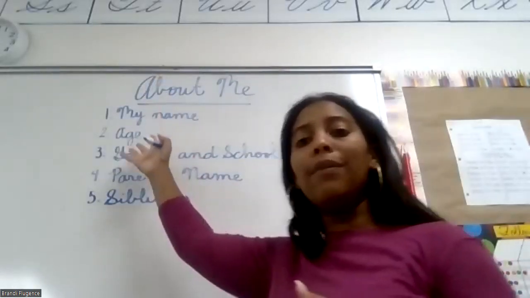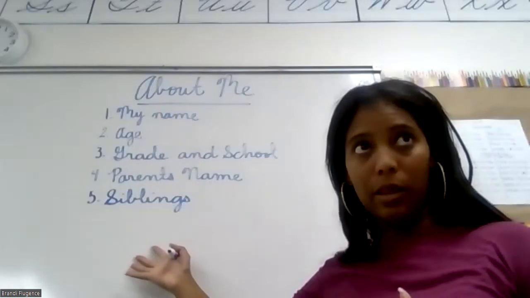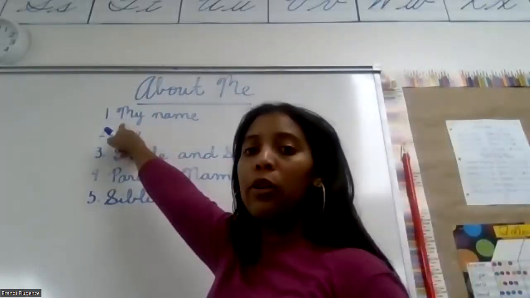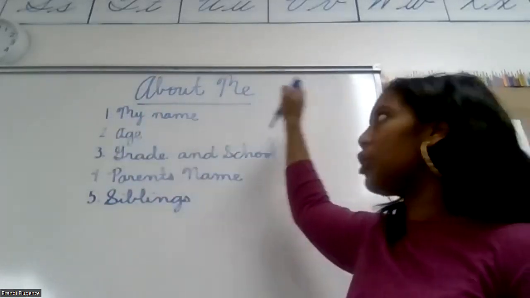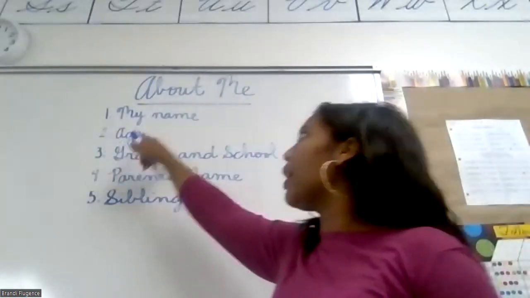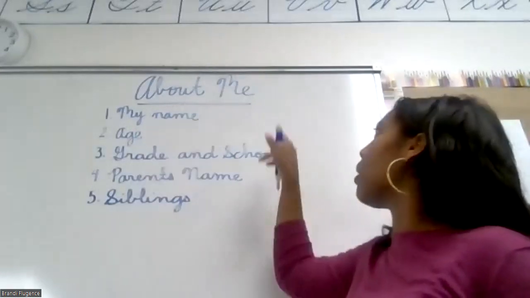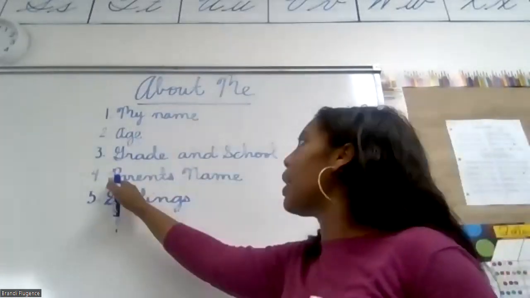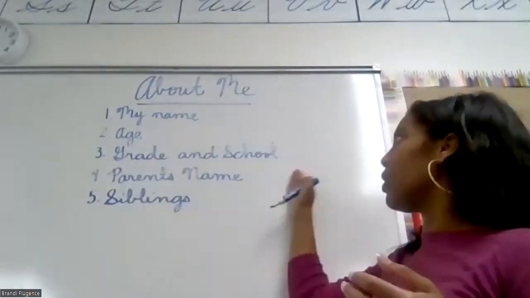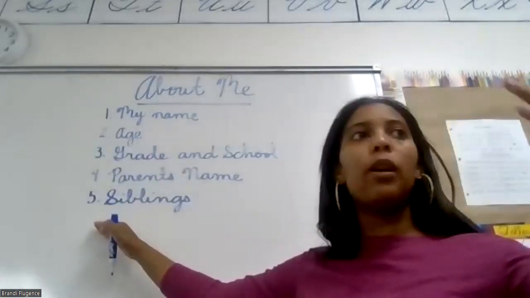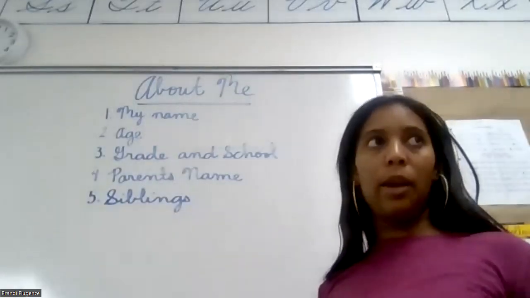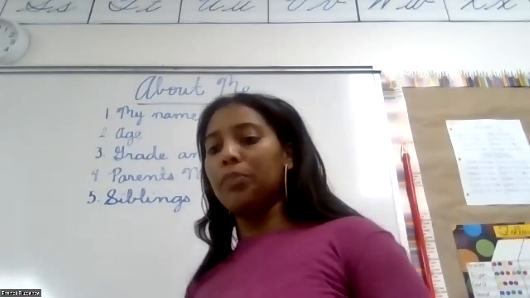We are putting all of this into sentences, okay? So you'll start with the first one. My name is such and such, period. I am 7 years old, period. I am in second grade at PCA, period. My mom's name is such and such. My dad's name is such and such, period. I have two brothers, three sisters.